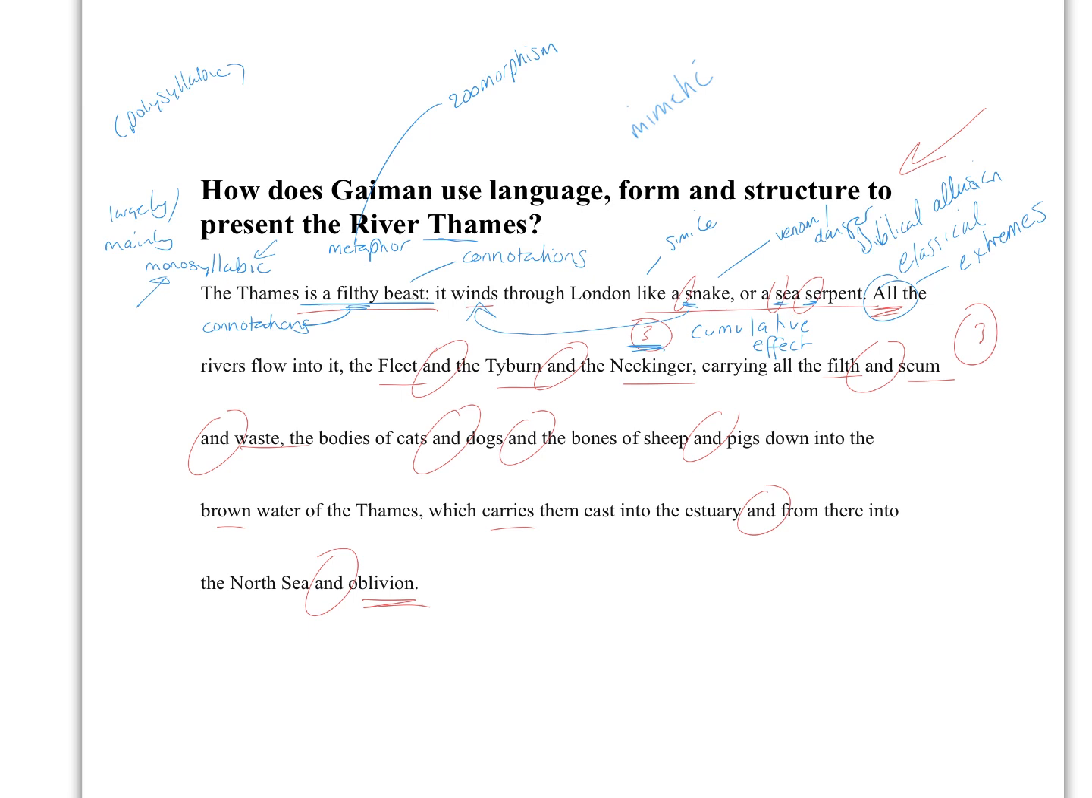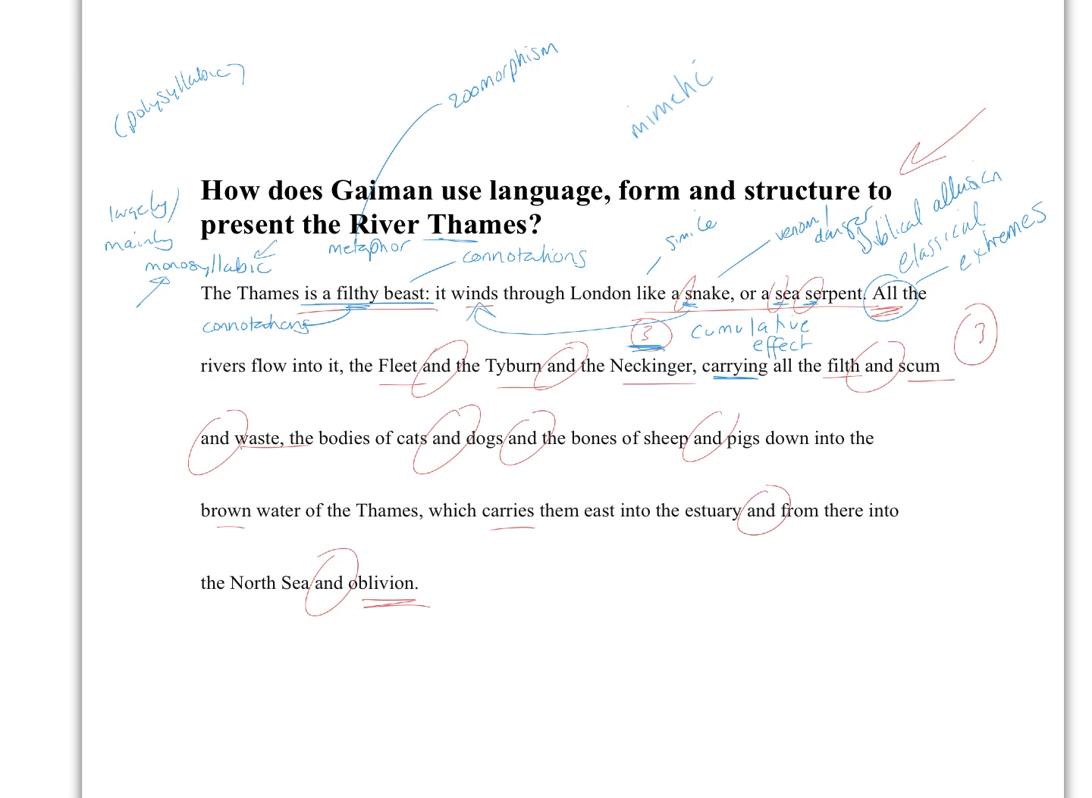If you think of cumulative from accumulate, or the connection there, to build up. So a cumulative effect is the effect of building up. So what's building up? Here, it's all of the rivers. So the idea that all of those rivers are contributing their power to the River Thames. And then we've got the notion of carrying. Okay, so instantly we've got, again, the idea of strength. It is picking up all the filth and scum and waste. So again, this rule of three. And again, we've got the connotations of dirt and disease.